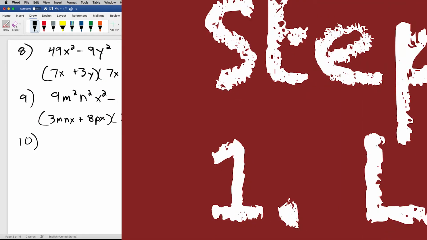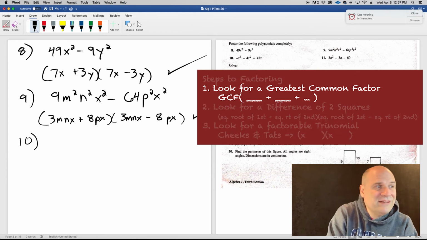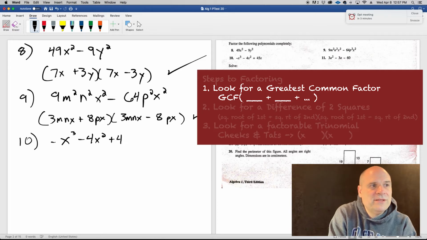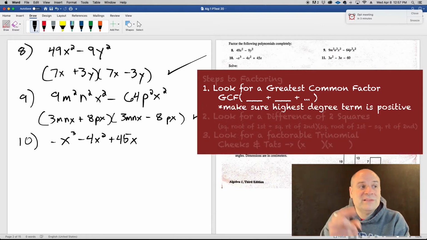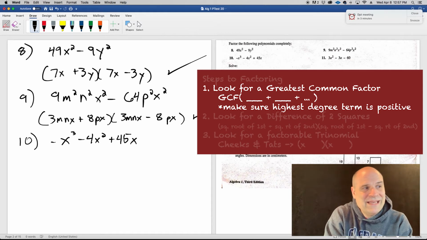Okay, first step to factoring, see if there's anything you can take out. There is. So let's look at that. What can you take out of all 3 of these? What do they all have in common? They have an x in common. And here's a side note. Remember, make sure that the highest degree term is positive. So we're gonna take out a negative x.